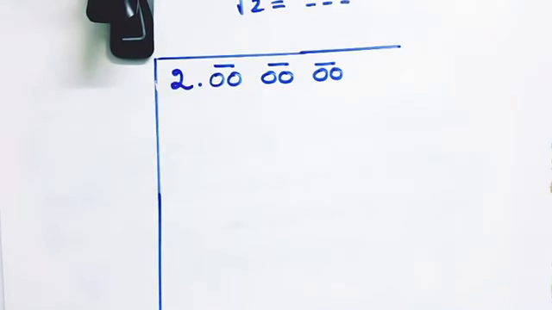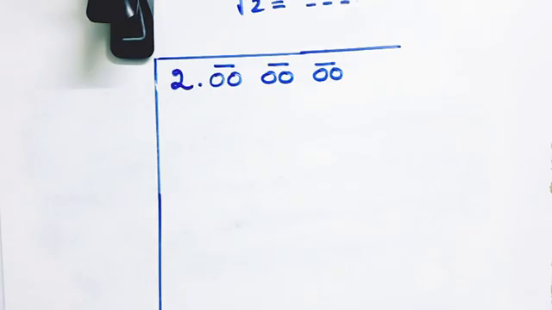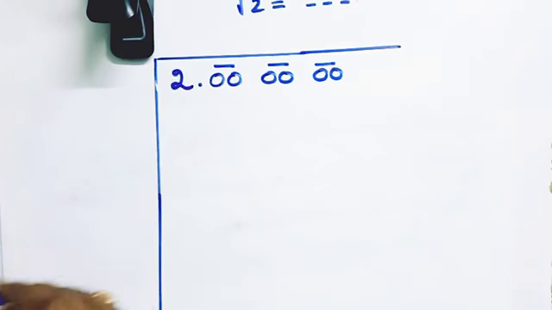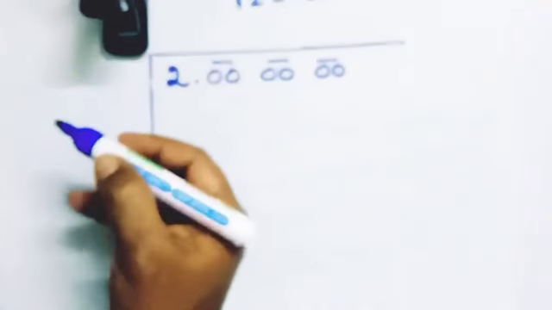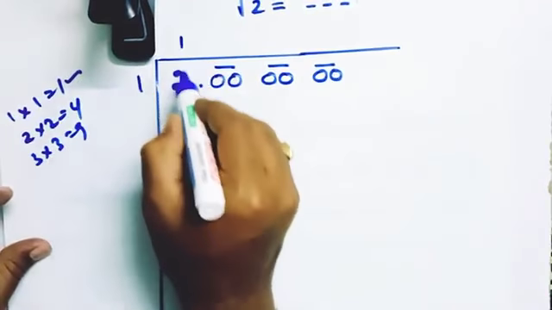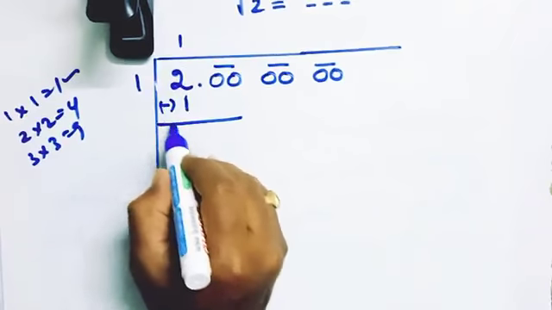This is 2 point. First of all, we need to find the largest number whose square is less than or equal to the first pair or first digit from the left side. Here, 2 2s are 4, we already know. 1 1 is 1. 3 3s are 9. We can't subtract 4 from 2, so you should take 1 times 1. 1 is a perfect square. So 1 1 is 1. After that I'm subtracting: 2 minus 1, you will get 1.